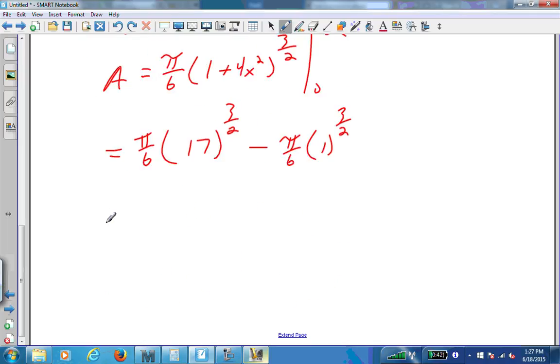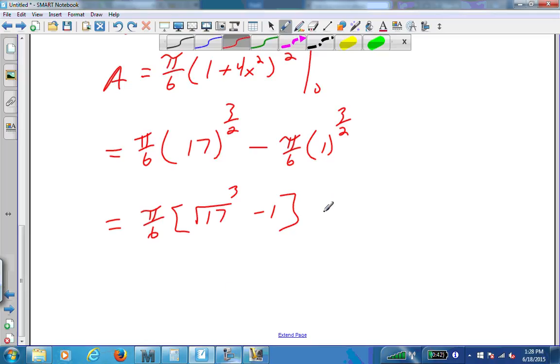We could factor pi over 6 out if we wanted to. 17 is not a perfect square, so we can't really simplify that square root, so we could just call it the square root of 17 cubed. 1 to any power is 1, so if we factor a pi over 6 out of that, we're just left with 1. So that's the exact area of that surface of rotation, or we could get that as a decimal.